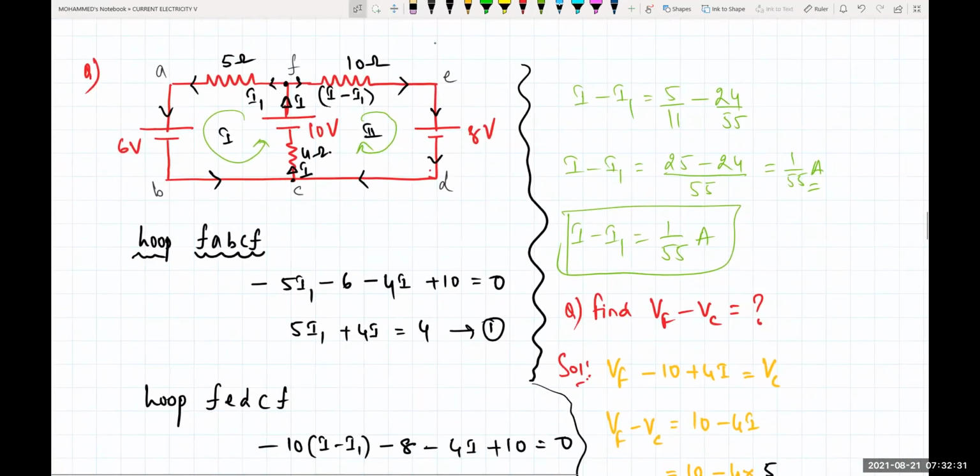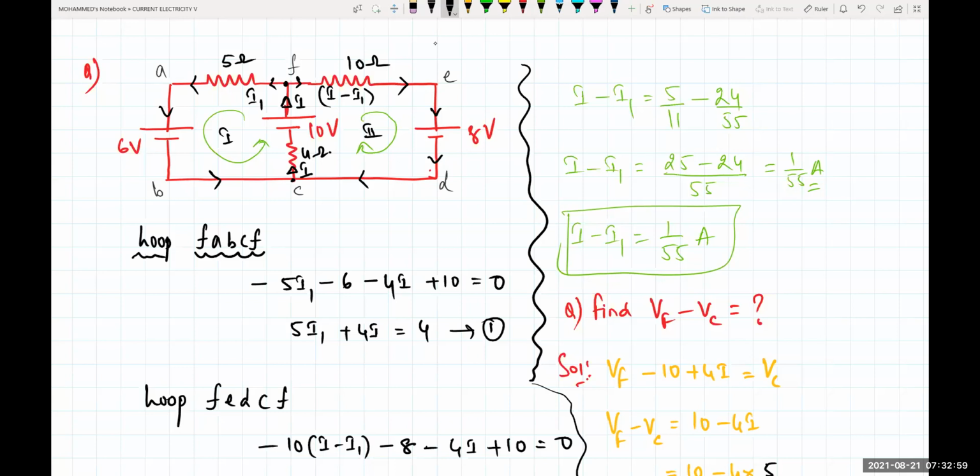This is the given circuit, beta. How many cells are there? You see 6 volt, 10 volt, 8 volt. There are resistors 5 ohm, 10 ohm, 4 ohm. There is a flow of current from the 10 volt cell, because the 10 volt is the higher potential. From 10 volt there is a flow of current I, and at the junction EF it is getting divided into I1 and I minus I1. Can I write like that?